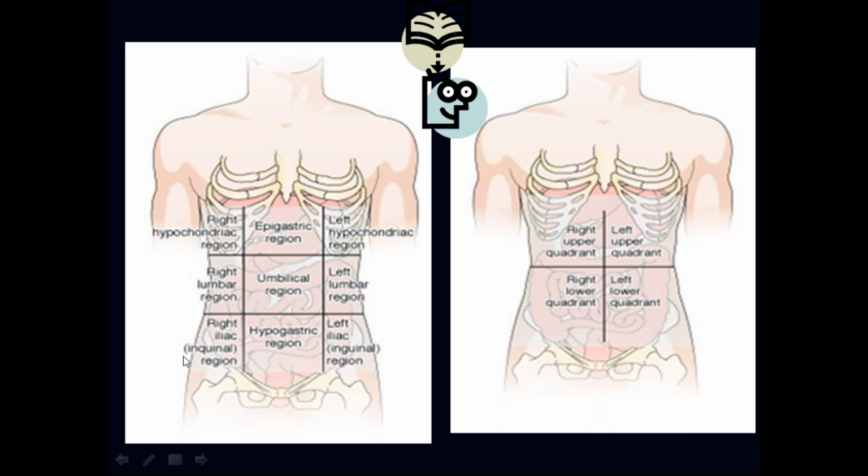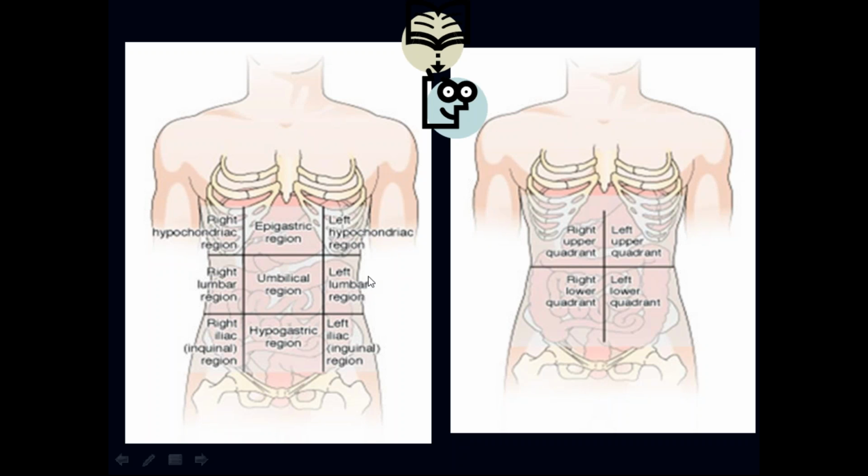We need to remember these regions. The right hypochondrium, that is the liver. You can write down if you have the page in front of you. The stomach, epigastric; the spleen in the left hypochondrium; the left lumbar, descending colon; the umbilical region is the small intestine; the right lumbar region is going to be the ascending colon.